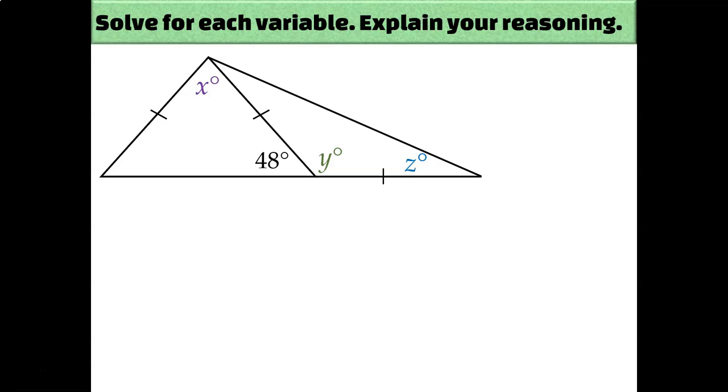Let's try another one. If I want to solve for x degrees first, well, x is one of the angles in this isosceles triangle, so let's start there. Since I have two sides marked as congruent in this triangle, I know I must have two angles that are congruent. Specifically, it would be the base angles. Remember that the base is the side that isn't congruent to the other two, so this side would be my base. And the base angles are the angles that are both attached to the base.